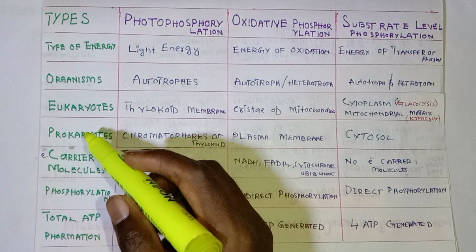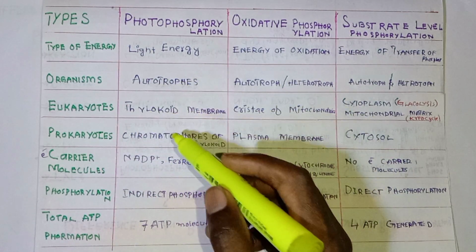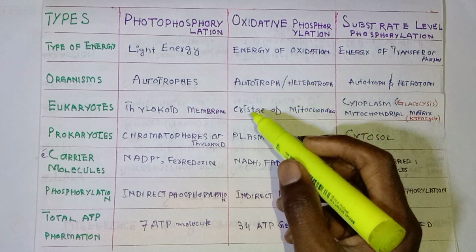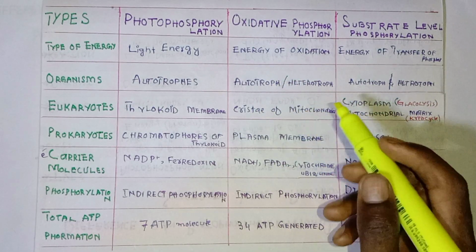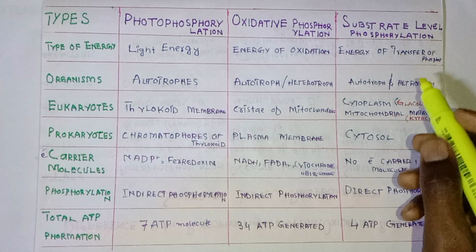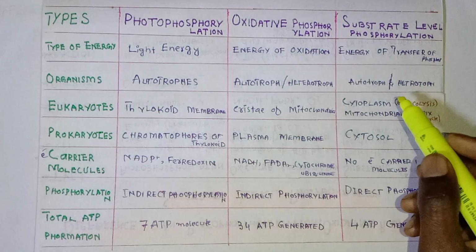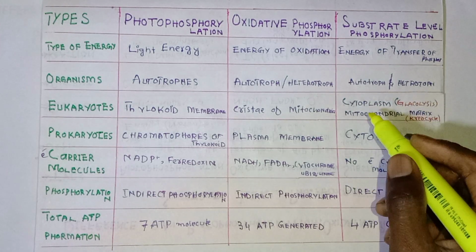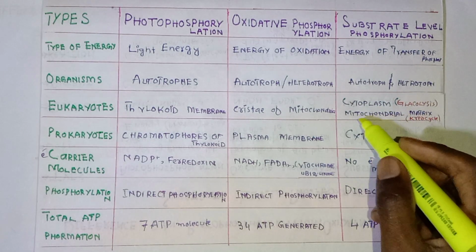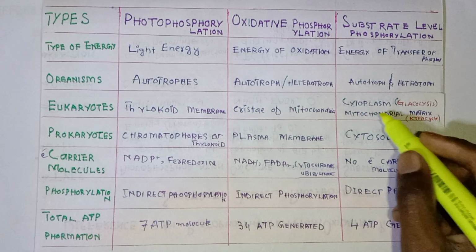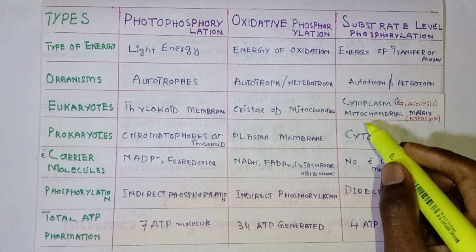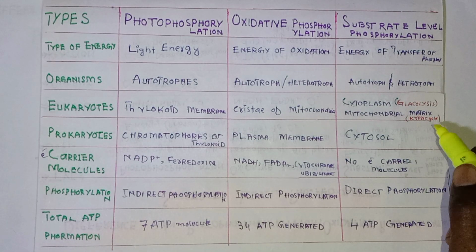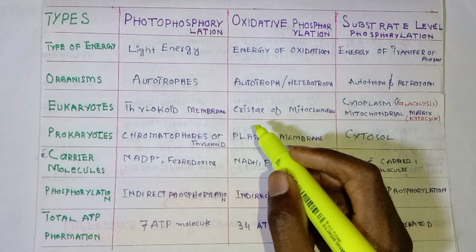If we talk about eukaryotes, in eukaryotes photophosphorylation occurs in the thylakoid membrane. Oxidative phosphorylation occurs in the cristae of mitochondria. And substrate level phosphorylation occurs in eukaryotic organisms in the cytoplasm and mitochondria. In the cytoplasm, this reaction occurs in the glycolysis process. In mitochondria, this reaction occurs in the matrix, in the process of the Krebs cycle. So these are the organisms.